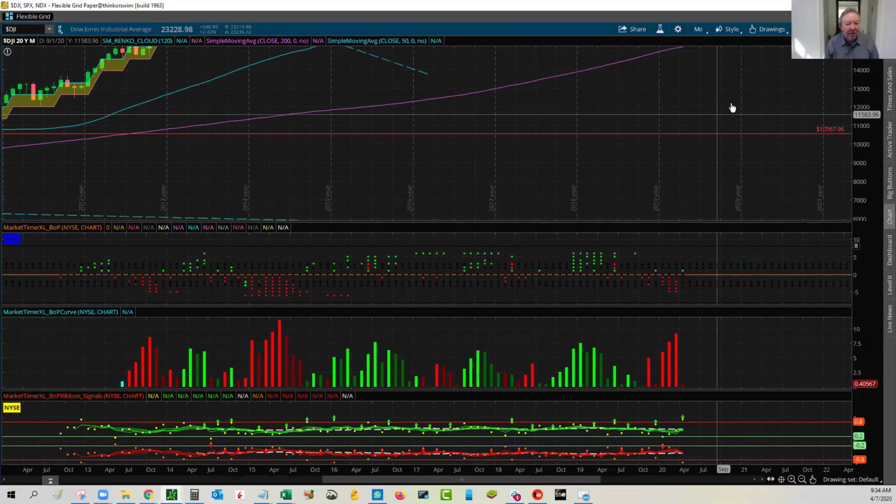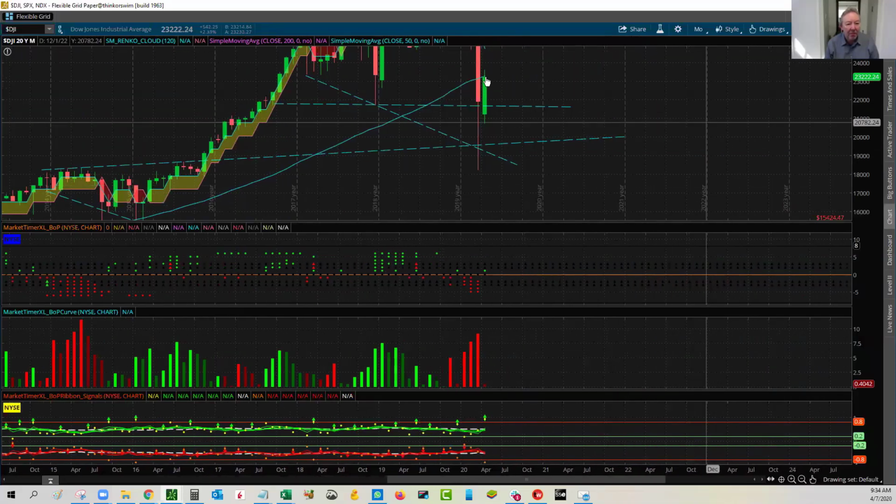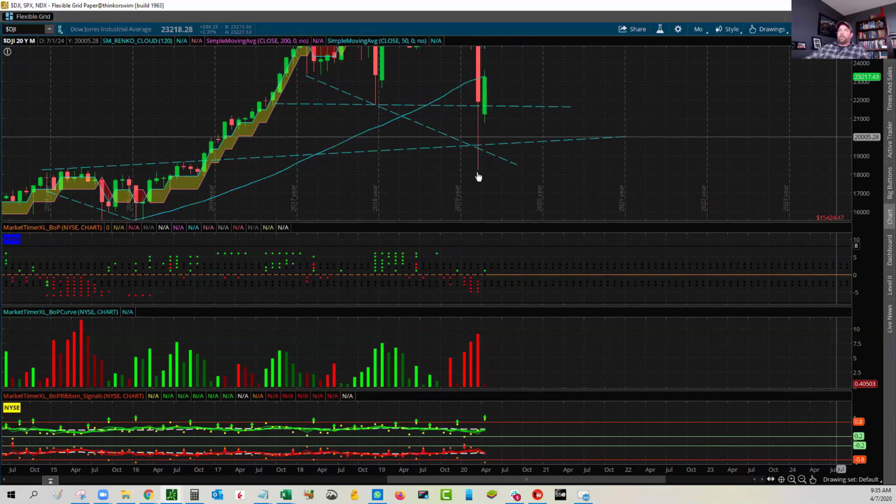Yeah, that 200 is really critical. Is it pointing down as well? It's not. It's still pointing higher, but it's acting as resistance. Yeah, because we came way down.